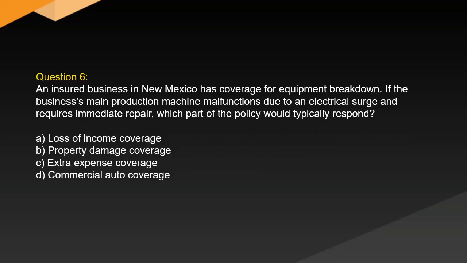Question 6. An insured business in New Mexico has coverage for equipment breakdown. If the business's main production machine malfunctions due to an electrical surge and requires immediate repair, which part of the policy would typically respond? A. Loss of income coverage. B. Property damage coverage. C. Extra expense coverage. D. Commercial auto coverage.